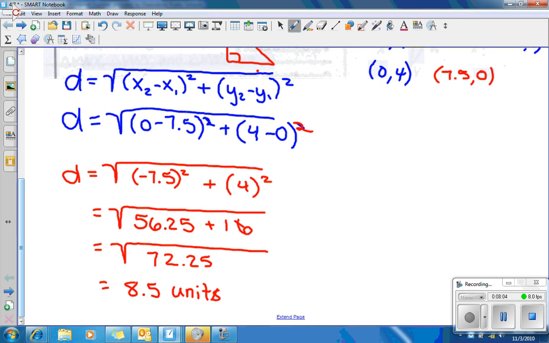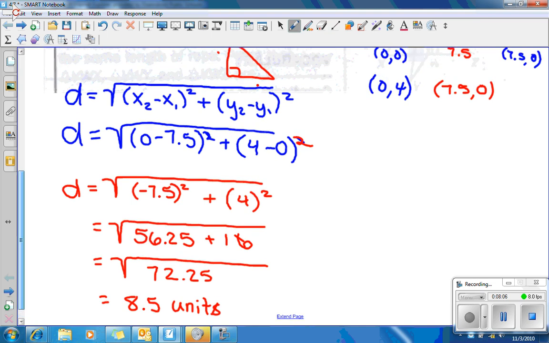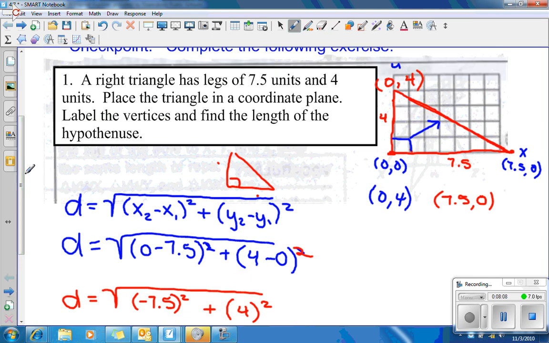Question? Yes. I'm going to show you one more, but yes, the distance formula is the one that we'll be using.